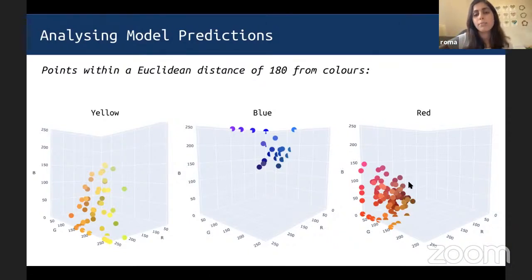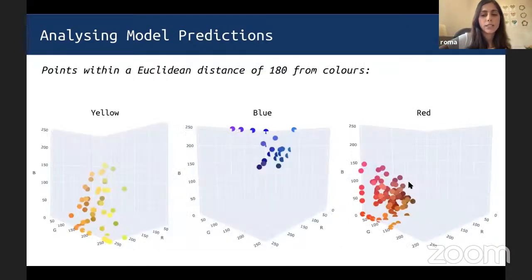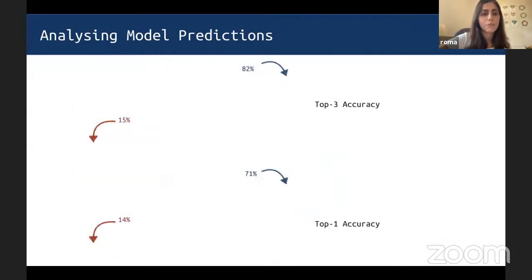In this color space, what we do is try to score model accuracies based on whether or not they're within some threshold, which is some Euclidean distance from the true color. And if they are, we give the model a perfect accuracy, to see how well they're actually grounding things in the space, even if it's not the perfect answer.